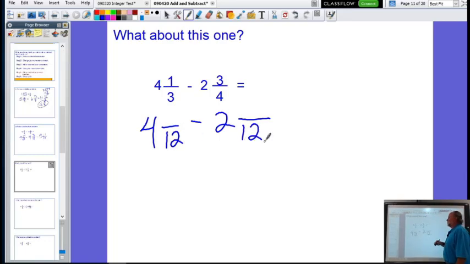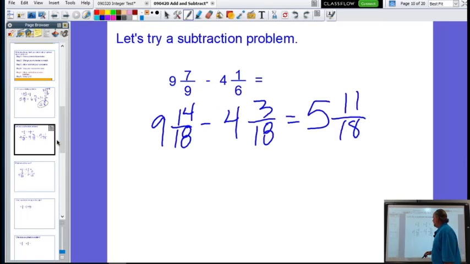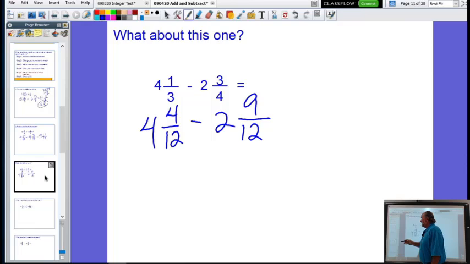Okay, so now we do our numerator. How did I go from 3 to 12? Times 4. So 1 times 4 is 4. How did I go from 4 to 12? Times 3. So 3 times 3 is 9. Now in the previous example, we had 14 take away 3. I could do that. In this example, I've got 4 take away 9. Can I do that? I cannot do that.